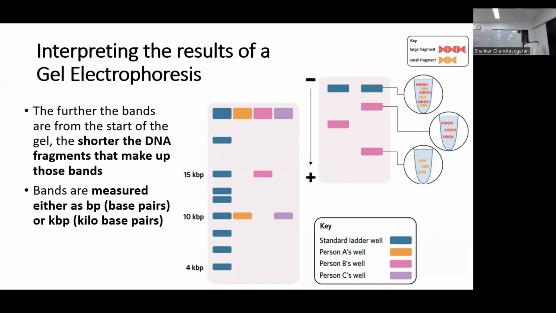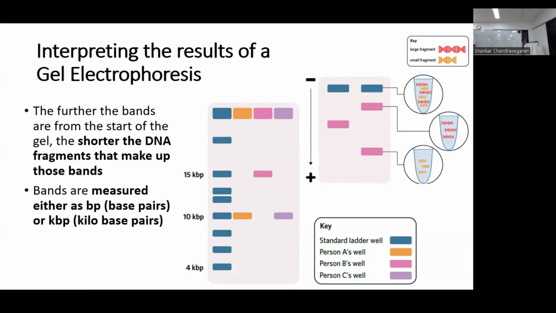The shorter fragments will appear at the bottom of the gel, versus the longer fragments which appear closer to the original wells. And these bands are measured either as base pairs or kilo base pairs. So you will see KBP or BP. Remember, those are base pairs or kilo base pairs.